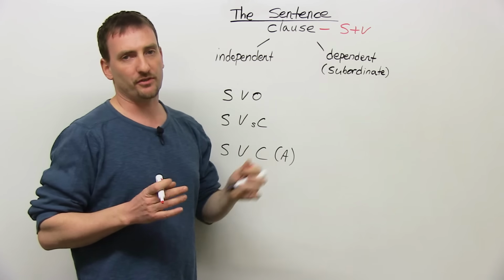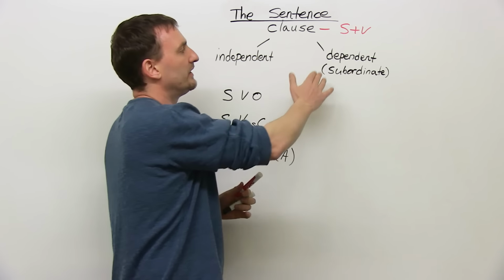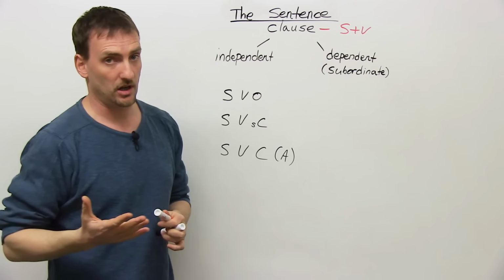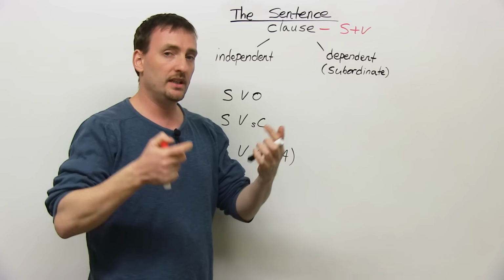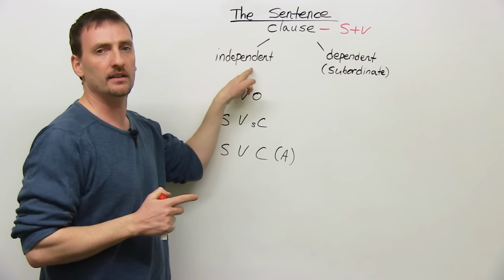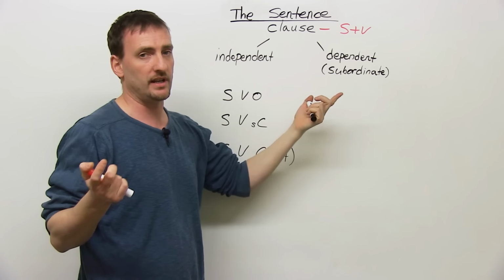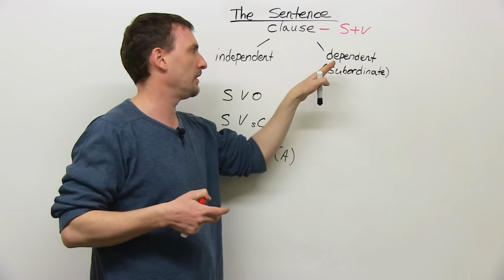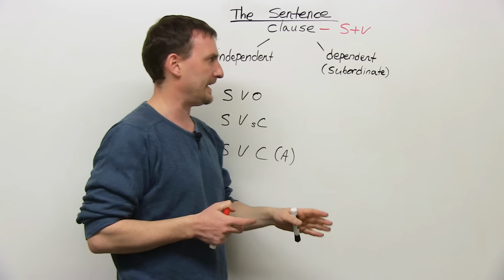Now, there are 2 types of clauses, okay? We have independent clauses and we have dependent clauses. These are sometimes called subordinate clauses. Now, every sentence in English, to be a grammatically correct sentence, must have an independent clause. It doesn't need a dependent clause, but it could have one. The independent clause could include a dependent clause as the subject or object. We'll talk about that after.